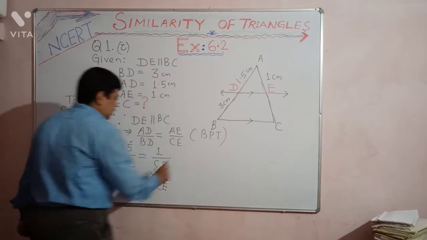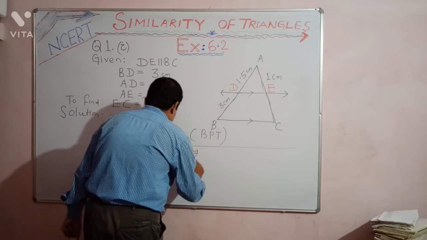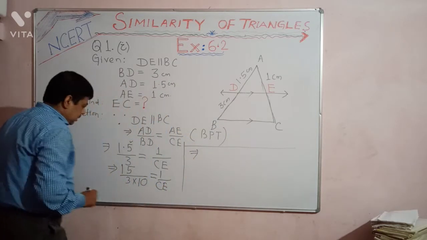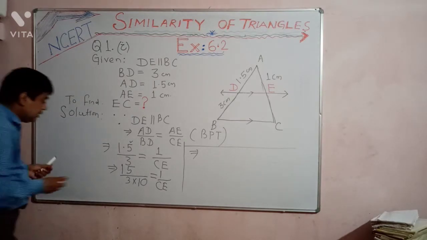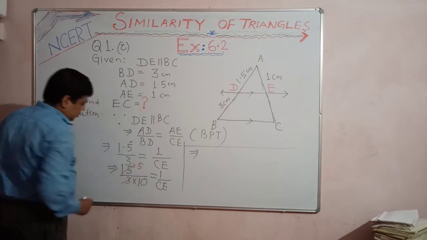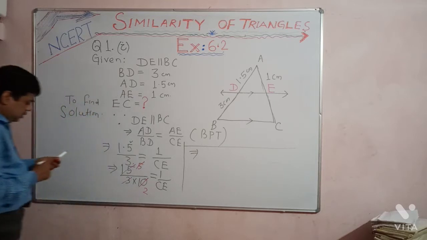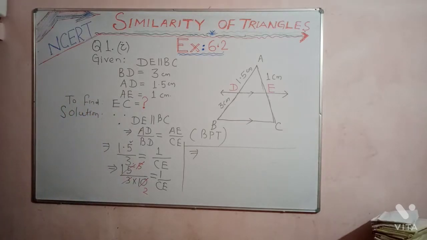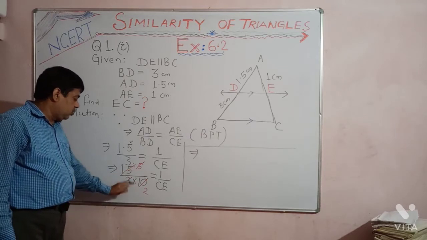So you see now, 1 upon CE. You can cancel and simplify here. Can you simplify? Yes. 3 fives are 15 and 5 twos are 10. So you are getting what? Here you see, in the numerator the remaining factor is 1 and in the denominator it is 2.